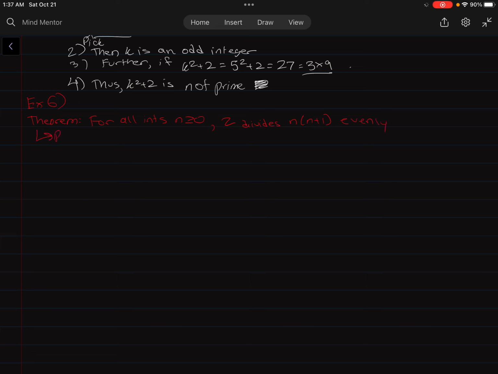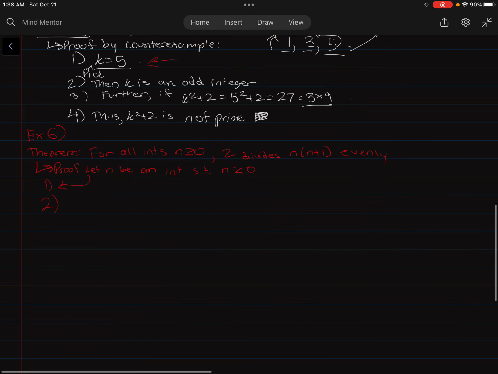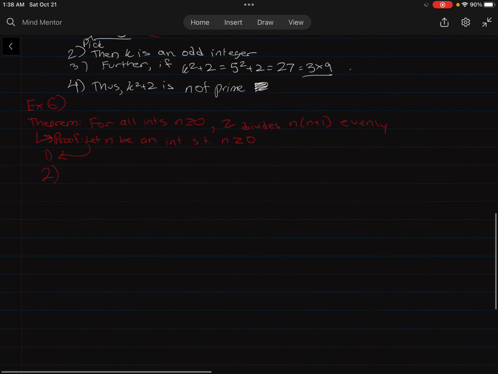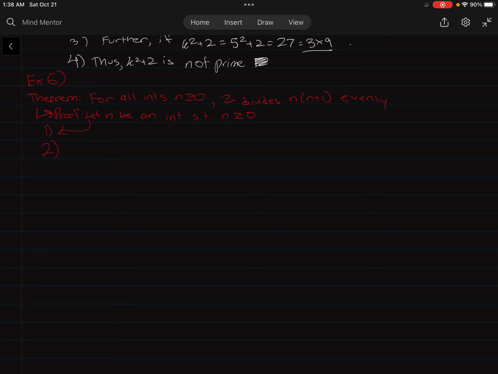Now for the proof, let n be an integer such that n is greater than or equal to 0. And this should have been line 1. Alright, my apologies. So that should have been line 1. Again, just pick n to be an integer. We didn't do that for this one, or we kind of did. We picked k equals 5. But for this one, we just picked it to be an arbitrary integer because we don't know yet, right?